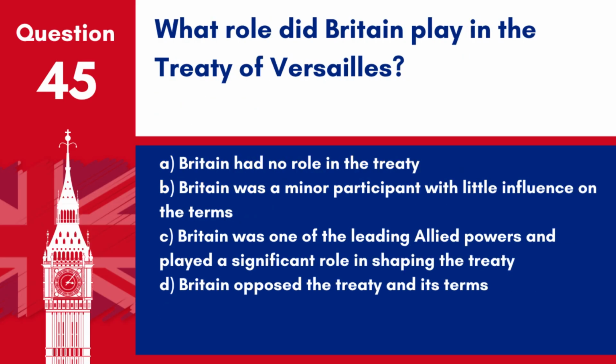Question 45. What role did Britain play in the Treaty of Versailles? A. Britain had no role in the treaty. B. Britain was a minor participant with little influence on the terms. C. Britain was one of the leading Allied powers and played a significant role in shaping the treaty. D. Britain opposed the treaty and its terms.